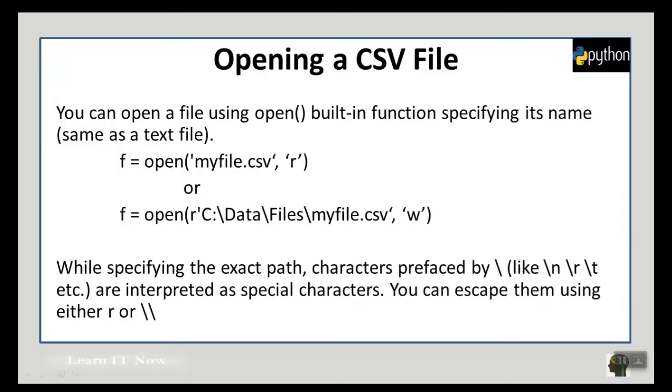We can open a CSV file by using f equals open, within brackets and quotes the name of the CSV file, comma, read. Also for write we can use w as we used in text and binary files. While specifying the exact path, the string should be prefaced by r or use double slash at times when it doesn't work. I have already discussed it in my earlier videos.